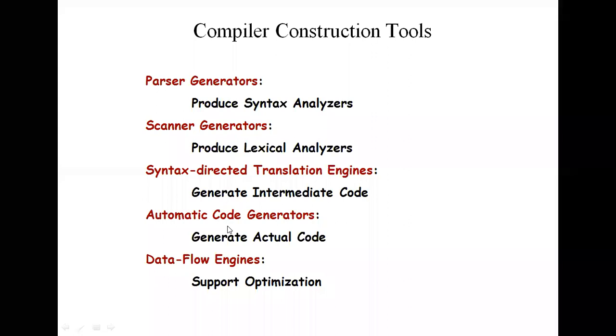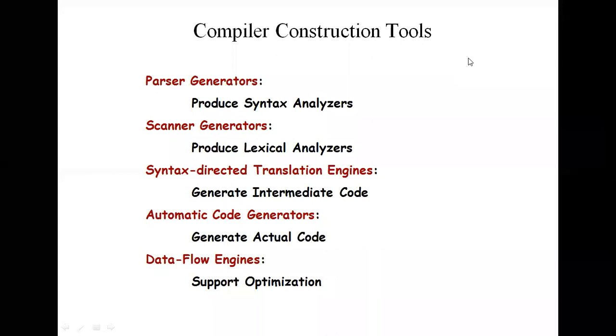And the fourth one is an automatic code generator. By using this type of tool, what we are generating is the actual code, that is the target code, which is in the form of a machine level language. And the final one is the data flow engine, which is basically useful in code optimizations. This tool always supports the optimization techniques. This is a briefing of the compiler construction tools.